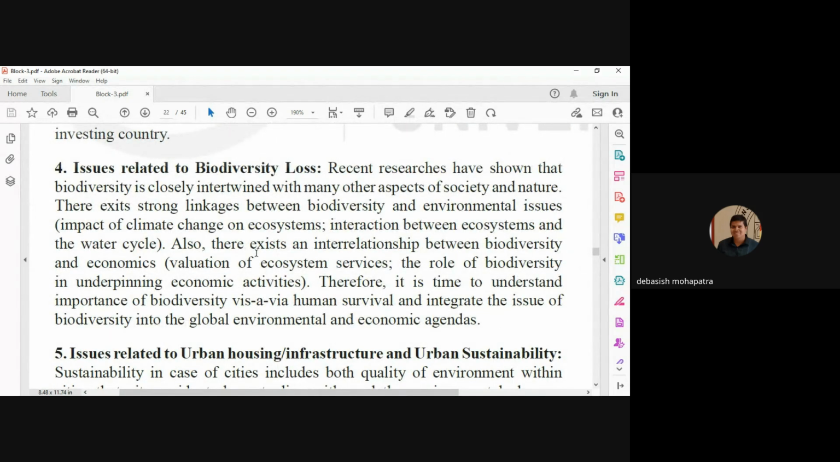Issues related to biodiversity loss. Recent research has shown that biodiversity is closely intertwined with many other aspects of society and nature. There exists a strong linkage between biodiversity and environmental issues, the impact of climate change on ecosystems, and the interaction between ecosystems and the water cycle. Also, there exists an interrelation between biodiversity and economics: valuation of ecosystem services, the role of biodiversity, and underpinning economic activities. Therefore, it is time to understand the importance of biodiversity for human survival and integrate the issues of biodiversity into the global environment.